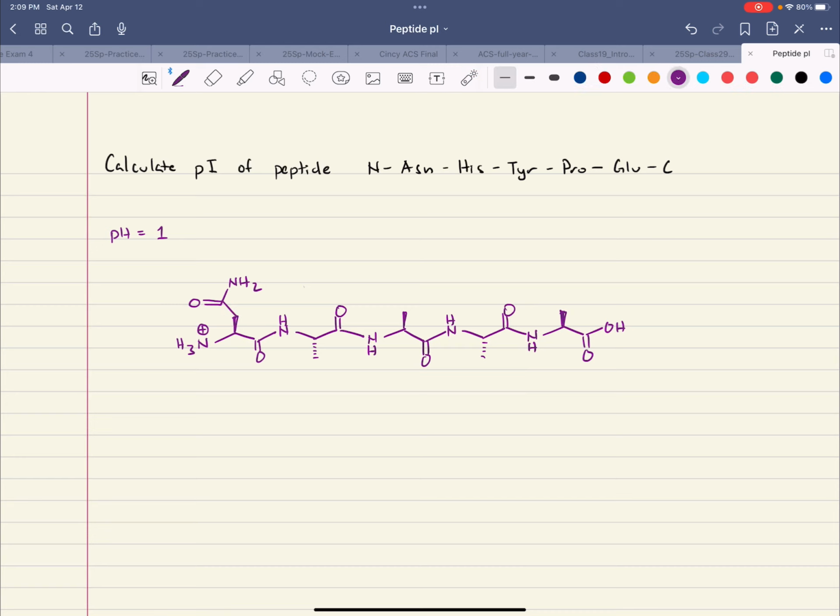Histidine, second amino acid, has a CH2 group, I believe a double bond at N here. Then we have an N here, doubly bonded. It's a 5-membered ring. A lot of the charts for amino acids have this ring neutral because at pH 7 that ring is actually neutral.